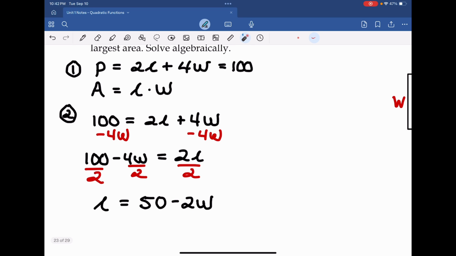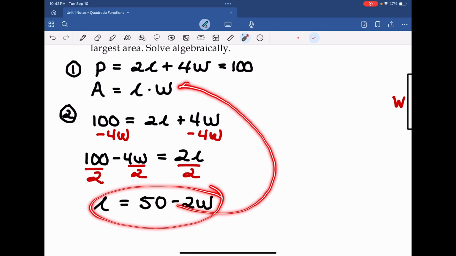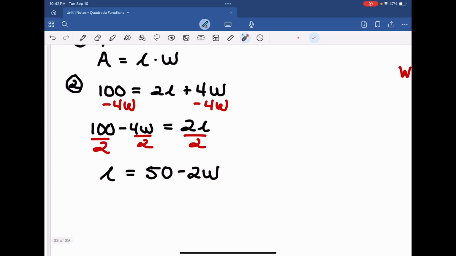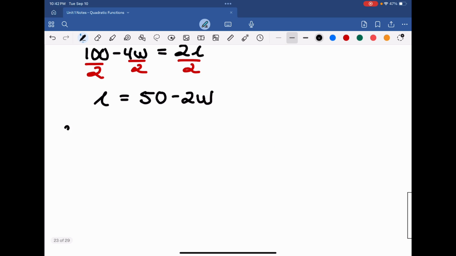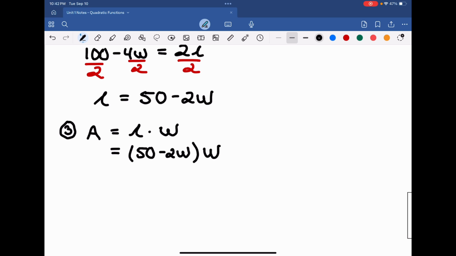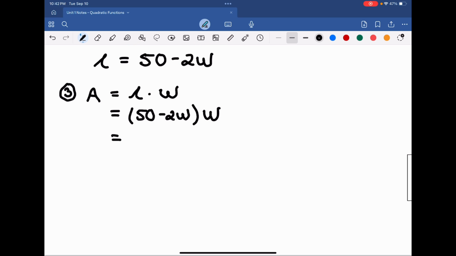Once we have this length, we can take this and plug it into our area equation, and this will help us build a quadratic function. So let's actually do that starting at step 3. We know that the area of this overall rectangle is length times width. In the case of knowing the length, it's going to be 50 minus 2w, all multiplied by the w on the outside, or the width. We're then going to carry this forward and say it's equal to 50w, because 50 gets multiplied to the w. Negative 2w times w is negative 2w squared.